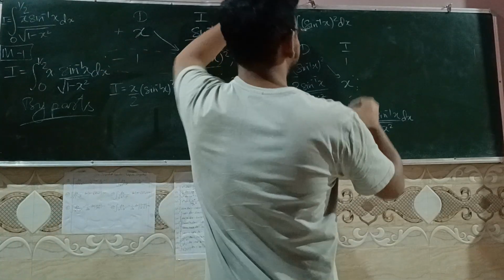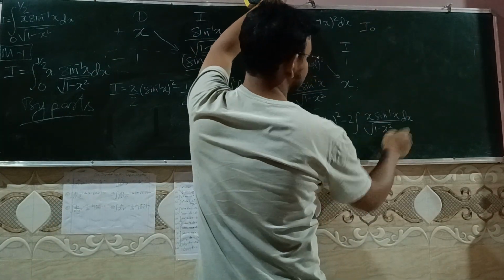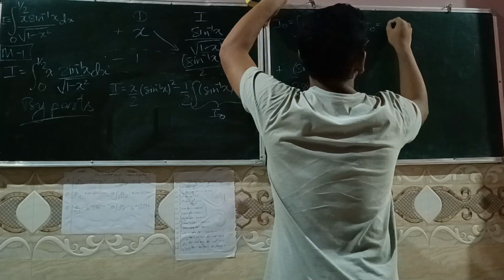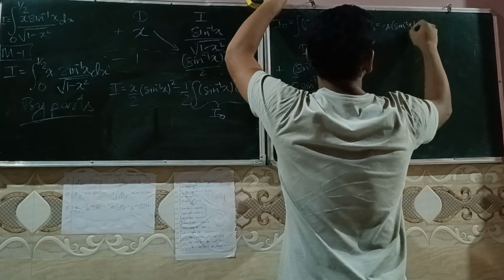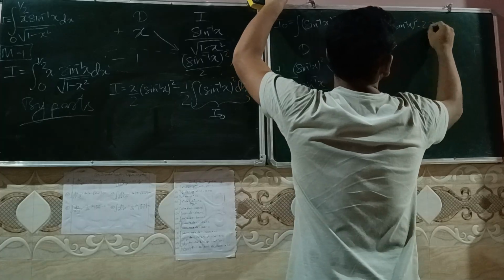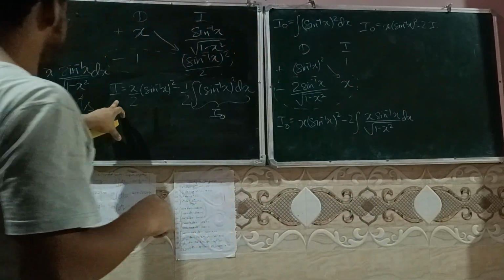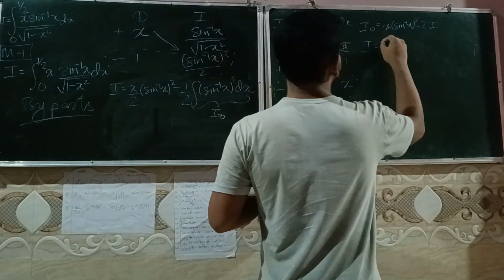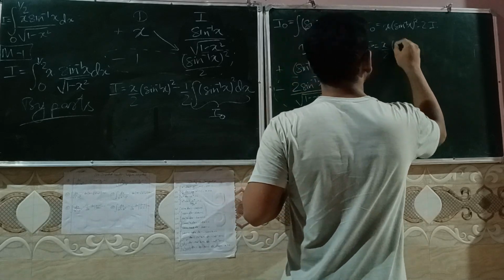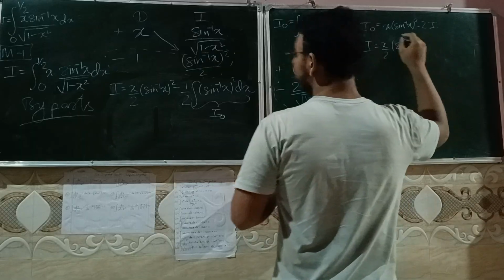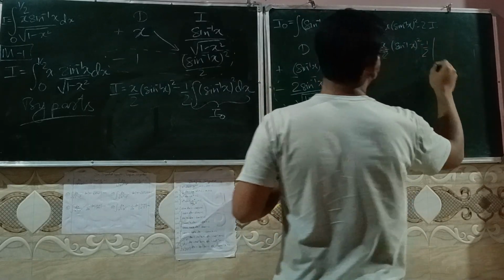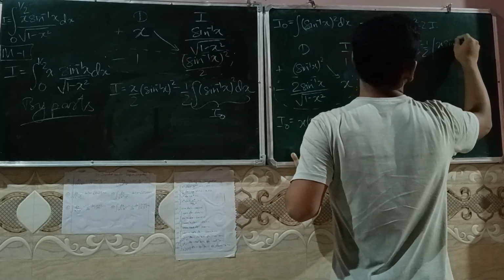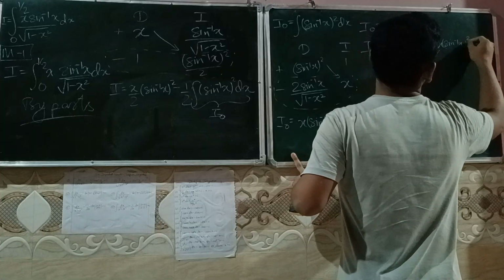So I naught, I'm going to replace this integral by I, because I have the right to do that, right? I naught is x times sine inverse of x whole squared minus 2 times I. And we have this equation right here: I is x over 2 sine inverse of x whole squared minus 1 over 2 times this thing, that is I naught. So I naught is x sine inverse of x whole squared minus 2I.